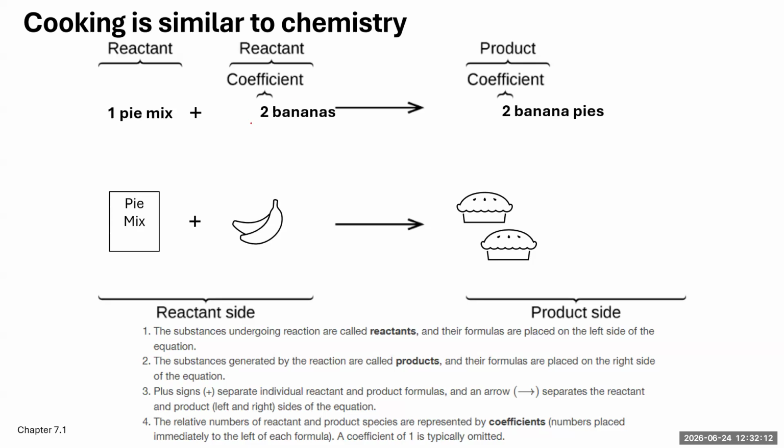So imagine cooking like this: you have your ingredients to make a pie, you put all of this in the oven, you finish it up, and you should have the same starting stuff as you ended with, because you cannot create or destroy stuff. We're only rearranging things, rearranging the bananas with the pie mix to make banana pies. This could have a coefficient of 2 bananas, just like this is 2 pies, and 1 box of pie mix. So everything has its own coefficient. If it's not listed, it means it's 1.